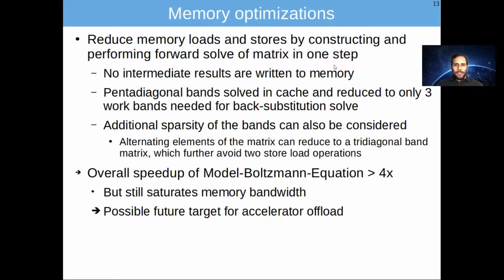We can further make use of additional sparsity of the top and bottom bands, as the pentadiagonal matrix can reduce to an alternating tri-pentaband configuration at alternating radial coordinates. The speedup of the Boltzmann transport equation solution has been significant, at a roughly 4 times improvement. Nonetheless, we still saturate the memory bandwidth. This, in combination with the easily vectorizable structure of the matrix, makes it an ideal candidate for future offloading to an accelerator.